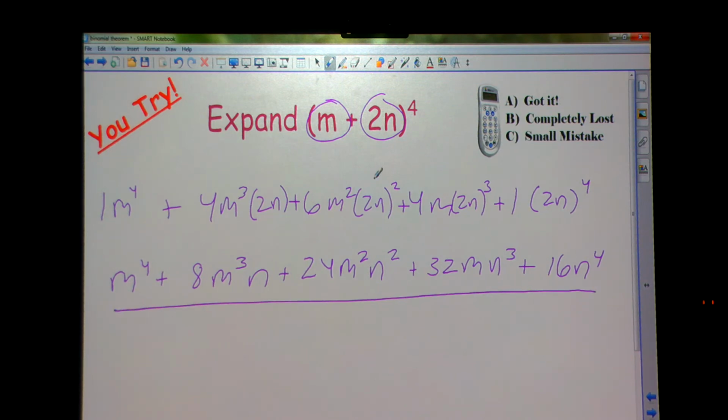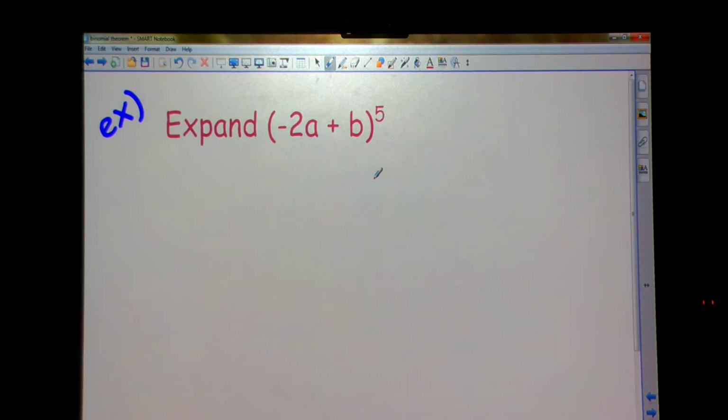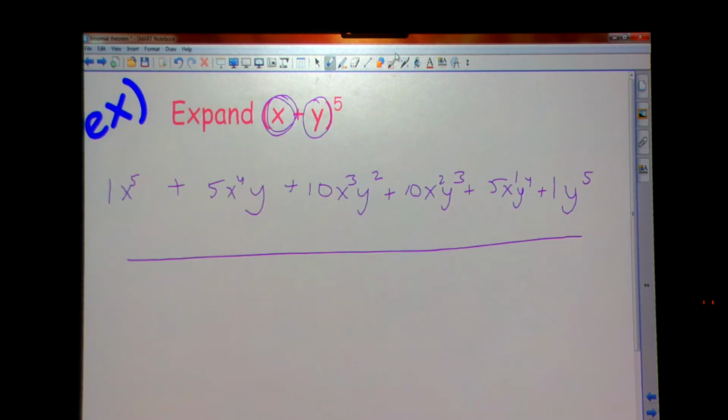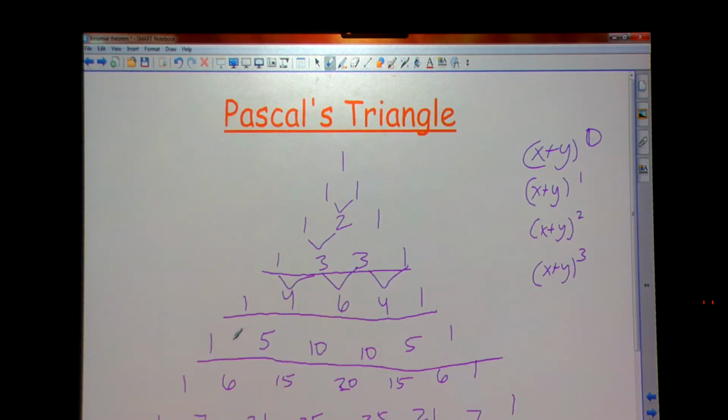Okay, let's throw some negatives in there. It really doesn't change, you just have to watch your negatives. So to the 5th, if I go back to my triangle, my coefficients to the 5th power are down here.